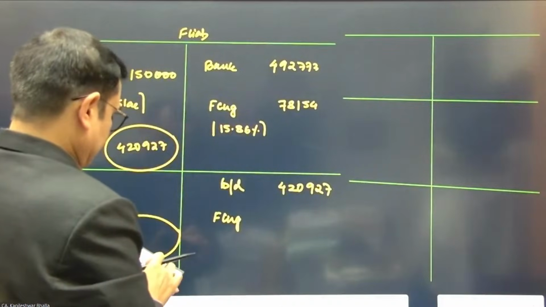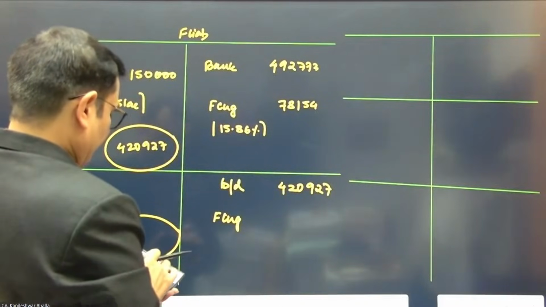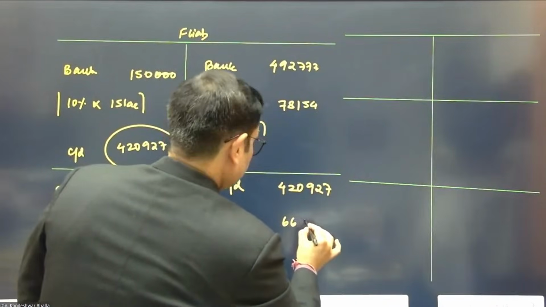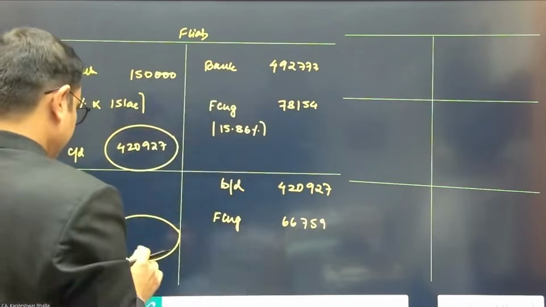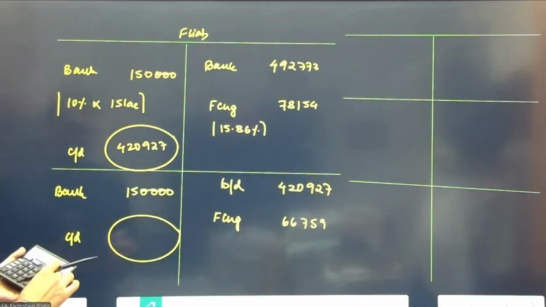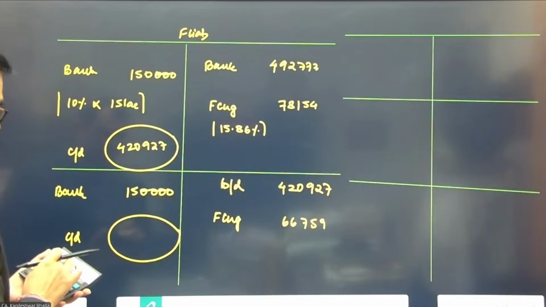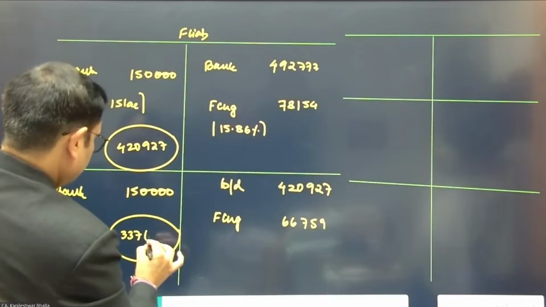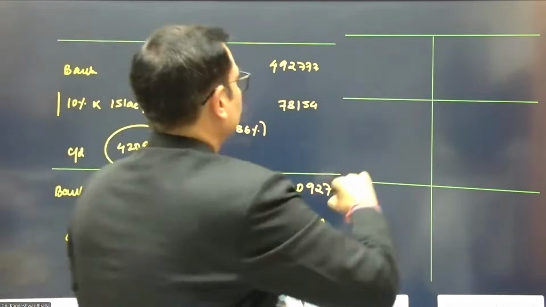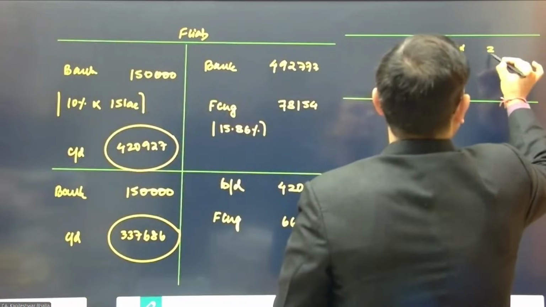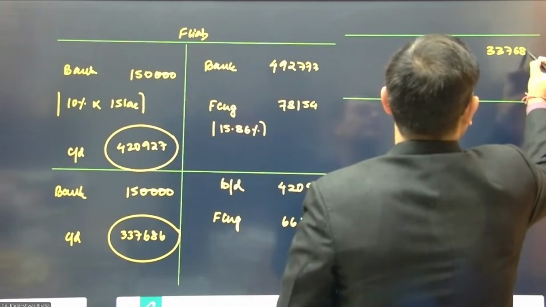So 420,927 at 15.86% is 66,759. And the payment is 1,50,000. So let's get the balancing figure. This works out at 337,686. And this becomes the balance BD, 337,686.